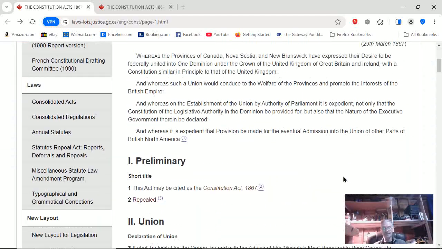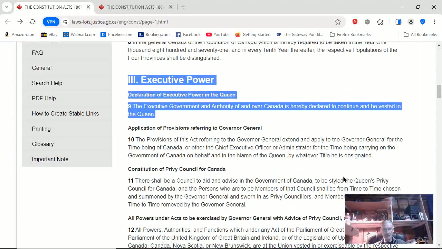Let's have a look. Executive power. Declaration of executive power in the Queen. The executive government and authority of and over Canada is hereby declared to continue and be vested in the Queen, Queen Victoria.